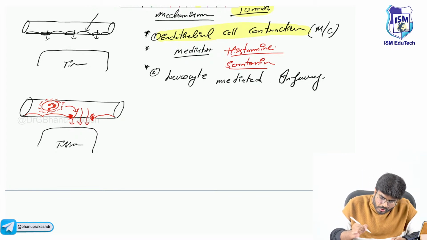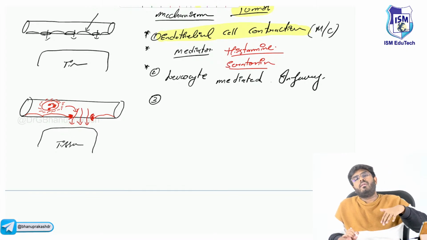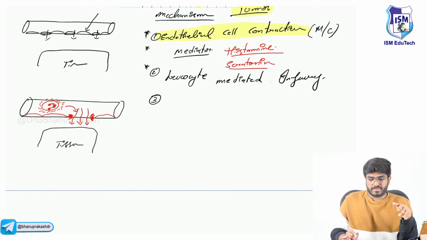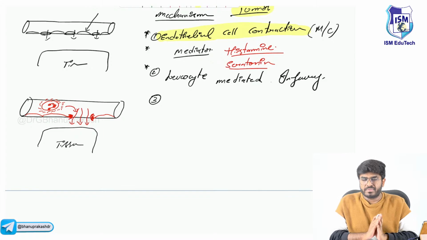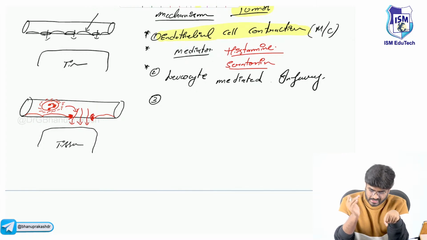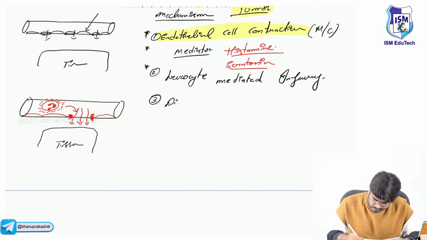And the third mechanism of increased vascular permeability. Can you tell me any other reason why more fluid is going into the tissues? One example I gave you, endothelial cell contraction, most common. Leukocyte mediated injury. Next, whenever there is some trauma, not only is tissue damaged, but endothelial cells are also damaged, right? The blood vessels and the endothelial cells inside them can be directly damaged. That is called direct endothelial injury, direct damage to endothelial cells.